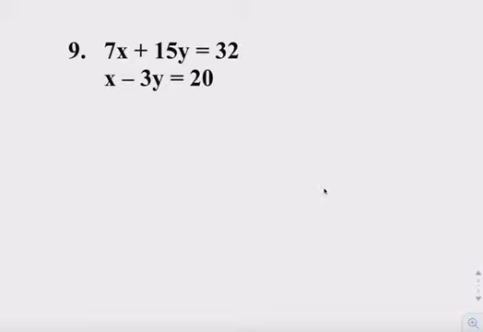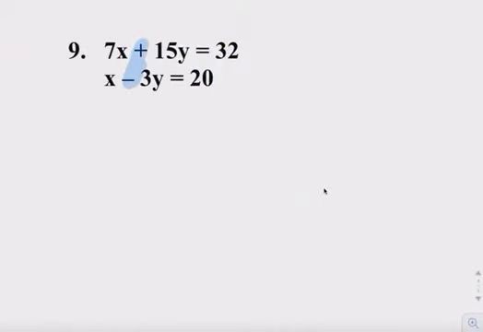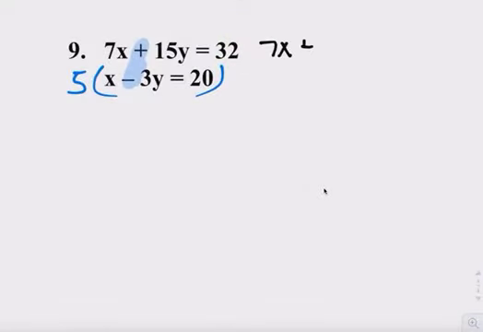Okay, I would eliminate the y because I would only have to multiply the 3 by 5. I don't need to multiply the other one by 5, and that's all I have to do to make it 15. So the top one will remain the same. The bottom one would be 5x minus 15y equals 100.